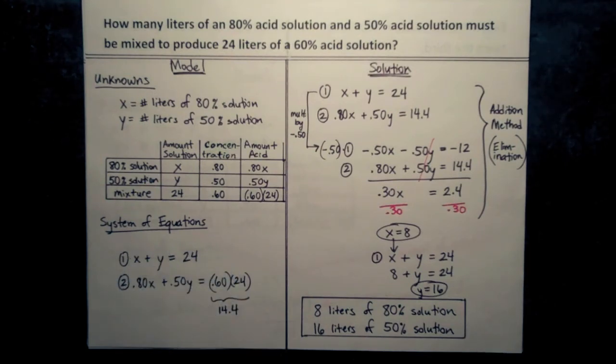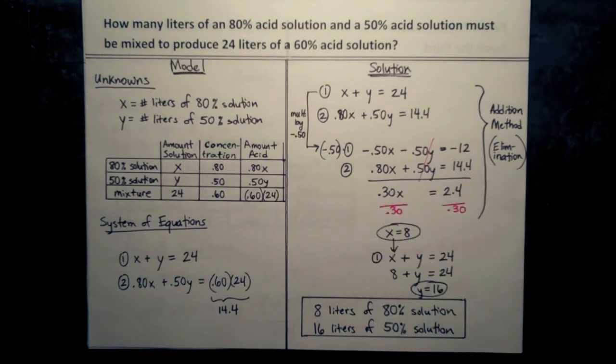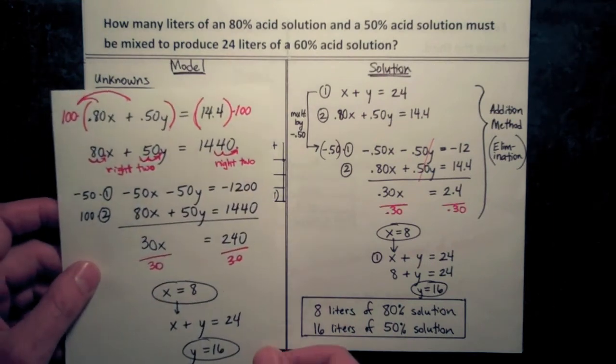By the way, if you prefer to eliminate the decimals, I chose not to here. I think if you're using a calculator, it's just as easy to keep the decimals in here. If I wasn't using a calculator, I would probably eliminate the decimal just to avoid any mistakes when I multiply or divide and getting a decimal in the wrong place.